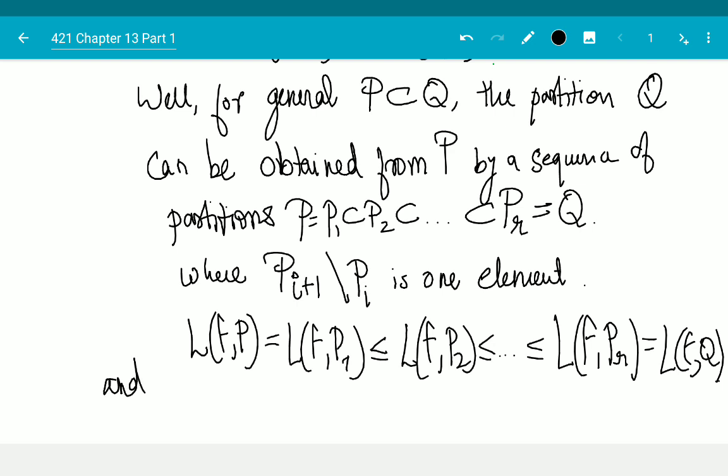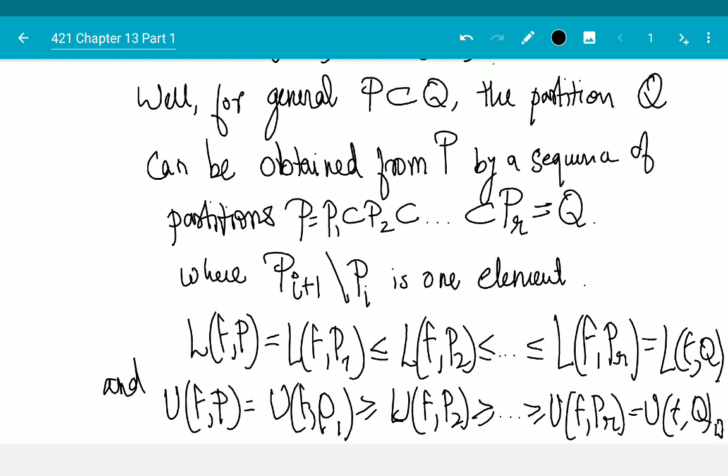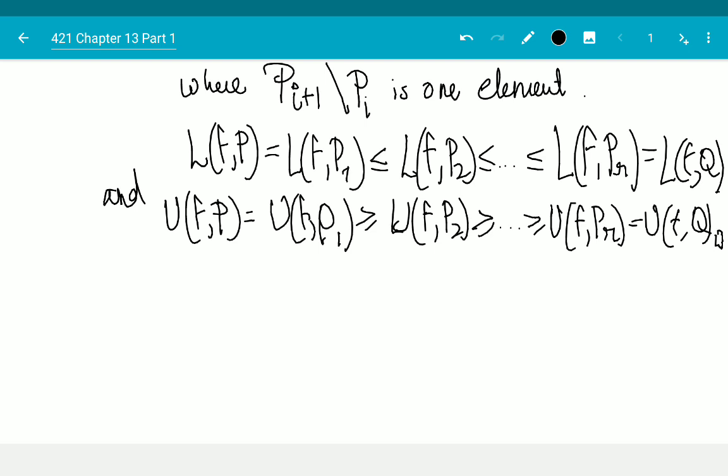And similarly, U(f,P), which is equal to U(f,P1), is greater than or equal to U(f,P2), is greater than or equal to U(f,Pr), which is equal to U(f,Q). Right? And that does that for me. Then we get theorem 1.